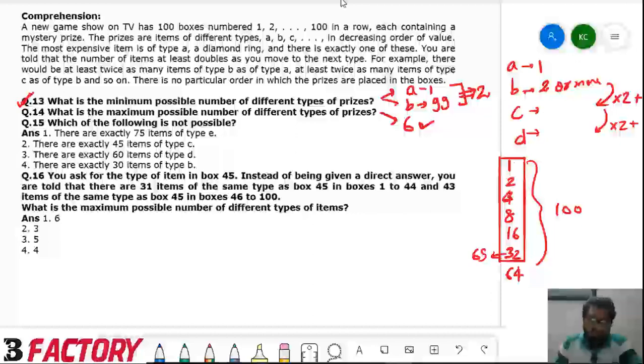Which of the following is not possible? There are exactly 75 of type E. Type E is, we can have 1, 2, 4, 8. Type E is in this category. Can we have 75 of these types? For that, we need 25 of the other types. The minimum we can have here is 15. If I increase this 8 to, let's say, 18, then we have this case. Total is 100, and we also have this E possible as 75.